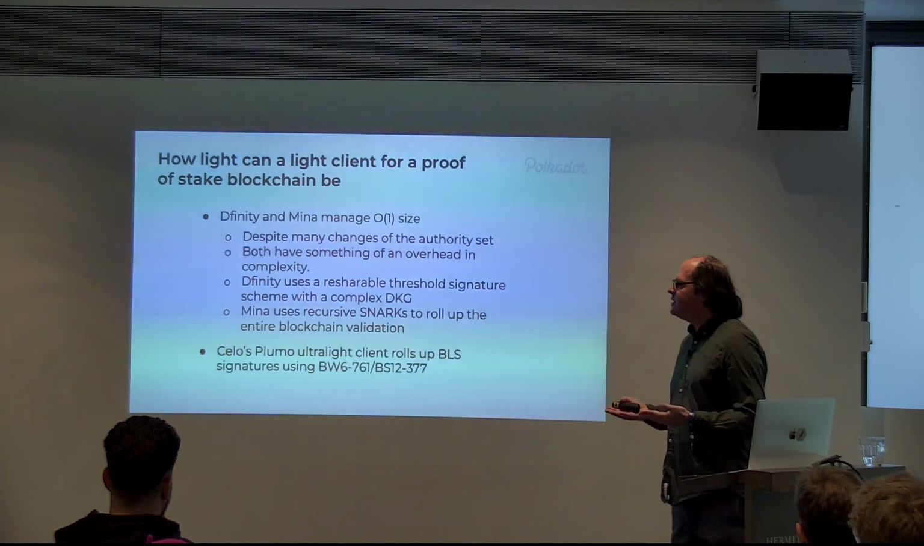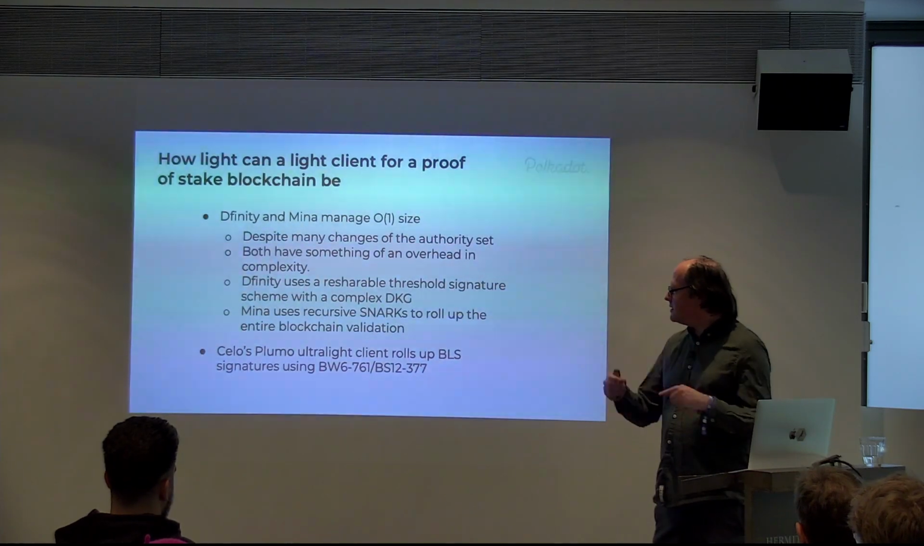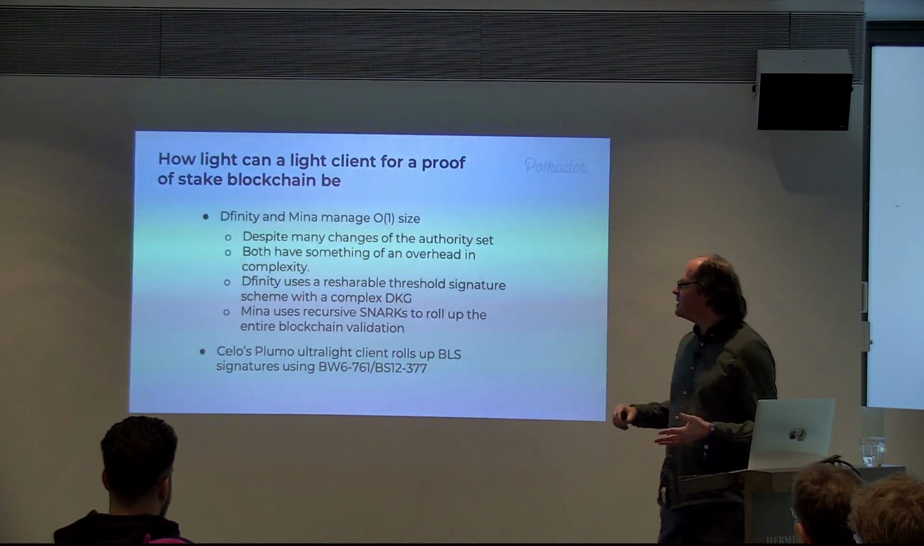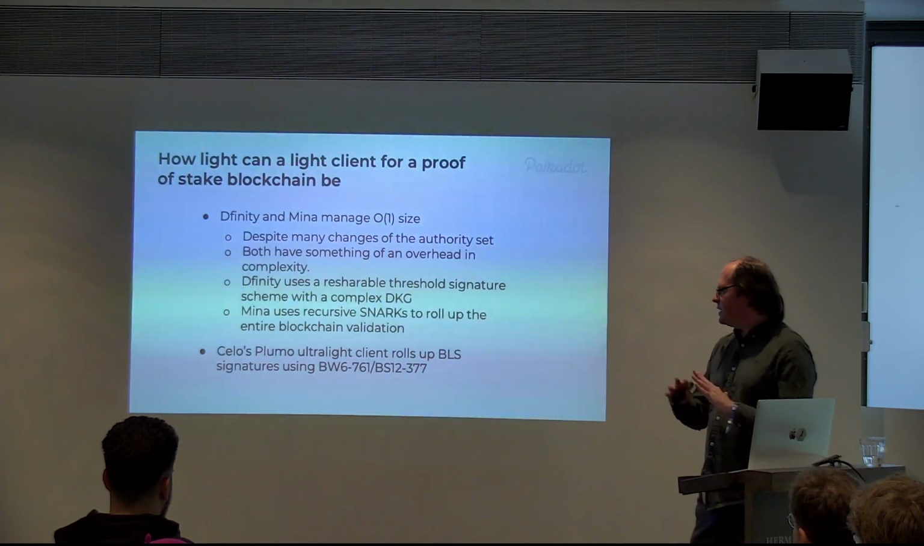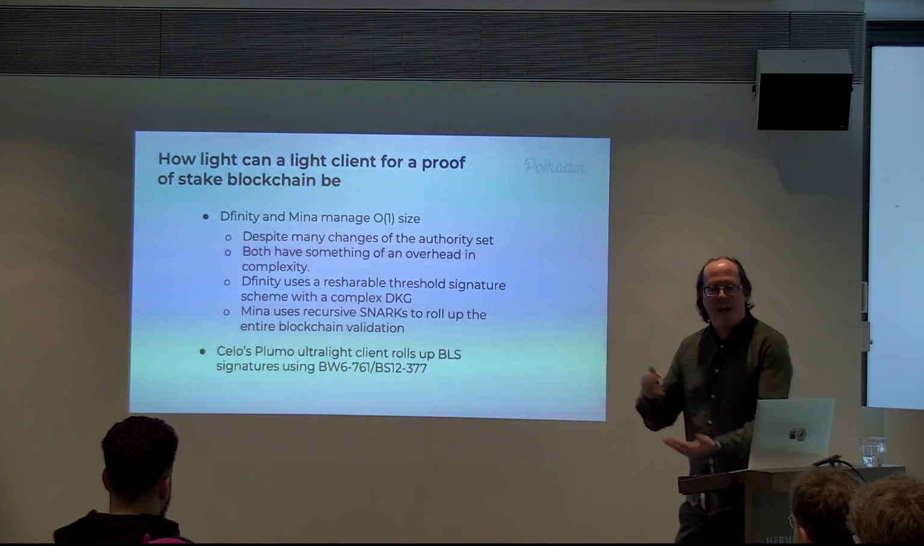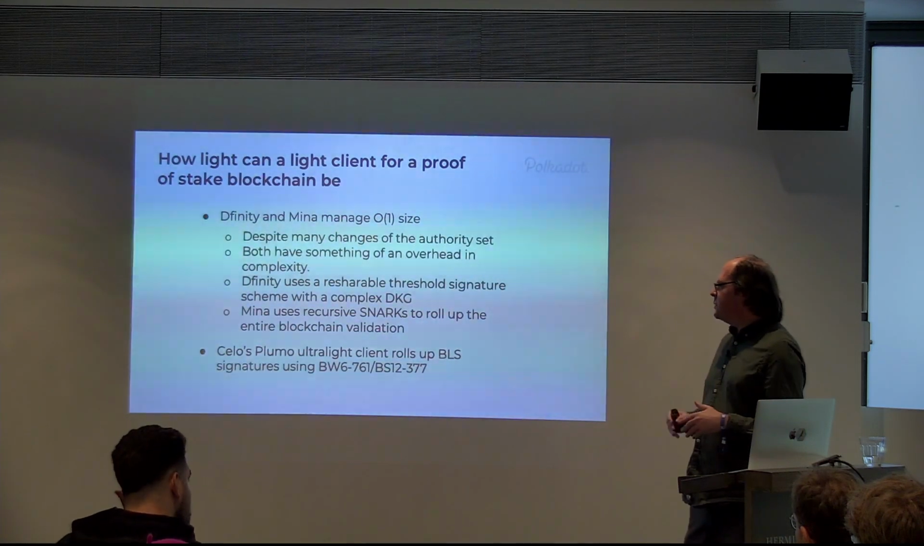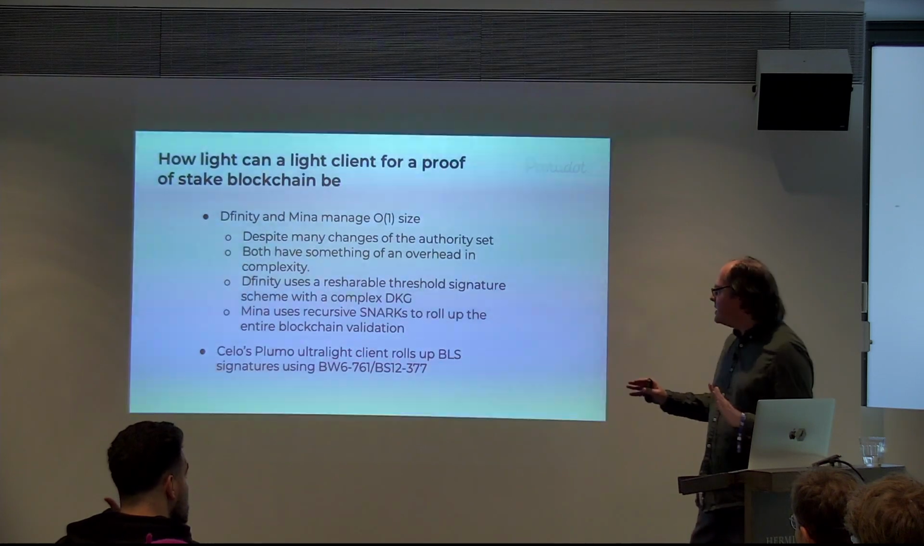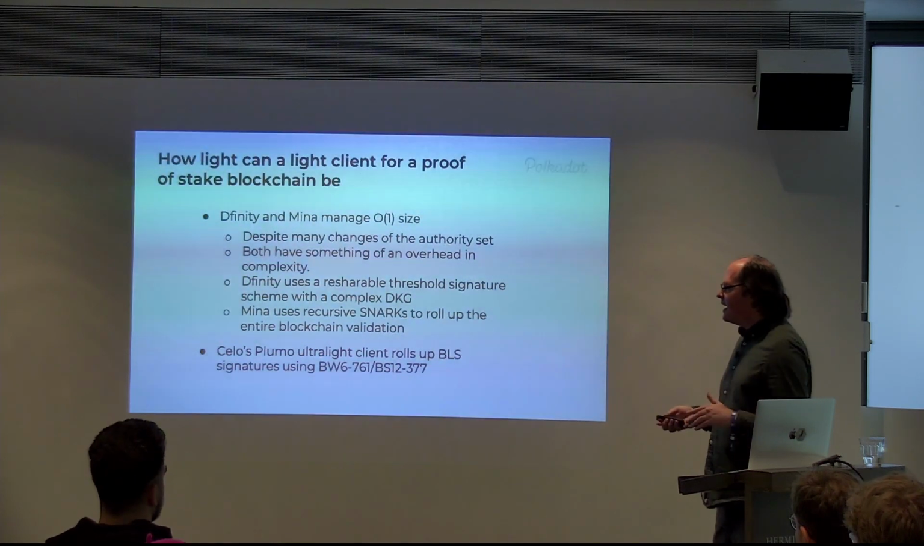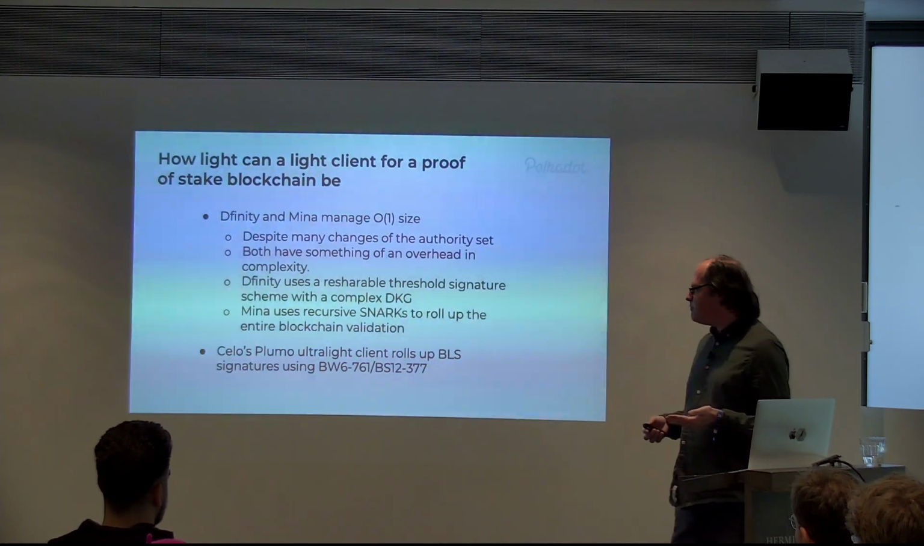Both with huge overheads, especially. Dfinity does this reshareable threshold signature scheme. So they keep the same key, but it's complicated, and they have to do this complicated thing every time they change the validator set. And Mina just put everything into a SNARK, which is great because they're not just following consensus, but validity. But again, there are a bit of downsides in computation.